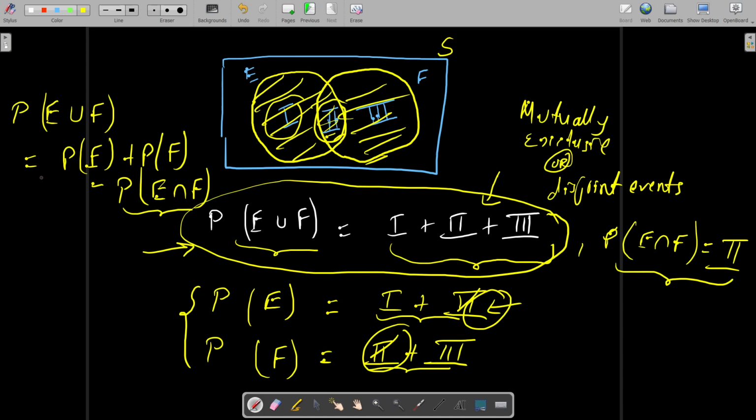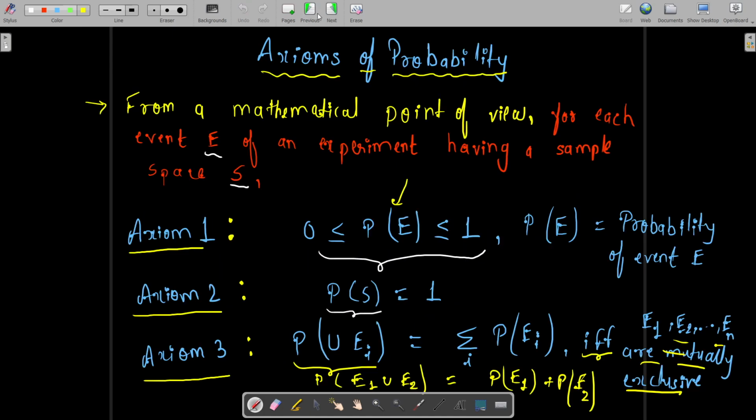It's not like that. If they were mutually exclusive, then we wouldn't need this term. Their intersection would be the null set, and we would just have E union F equals E plus F, which is our previous axiom, axiom number 3, right?